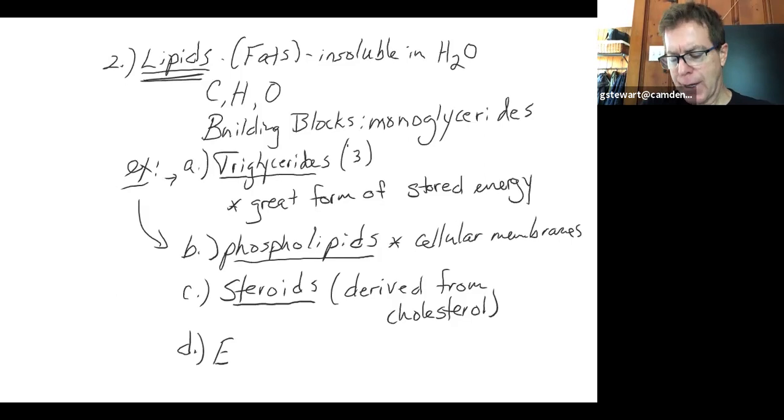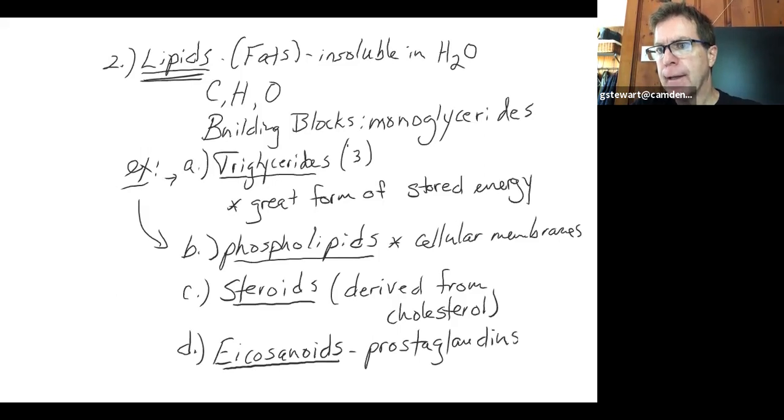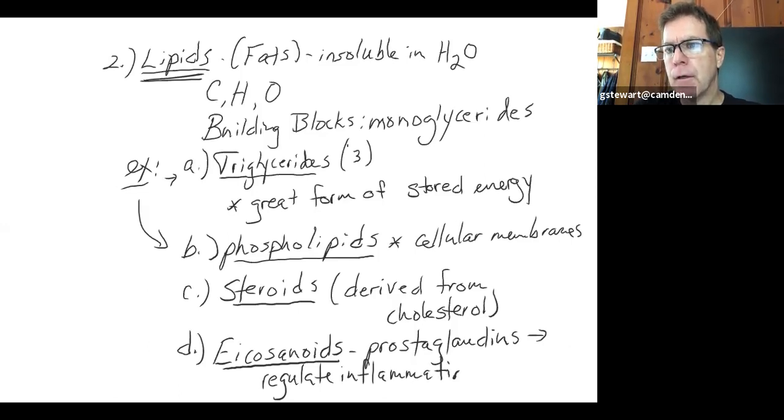Your book mentions this one, so eicosanoids, or some people say eicosanoid. I learned to say it eicosanoid. You've probably never heard this term before. These are mostly prostaglandins, which just means a class of chemical messengers that help regulate or mediate the inflammatory process. They help regulate inflammation. So there are some common types of lipids in the human body, which is the second type.